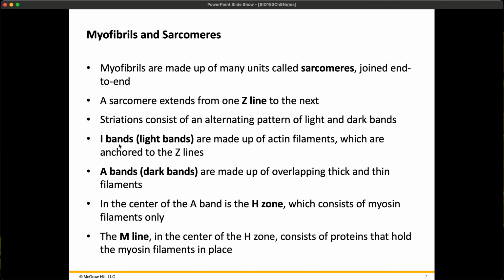I'm sorry, it's I on the outside, then A. I say it's the middle because then the actual middle is the H. But A bands are in between the I band and the H zone. The center of the A band is the H zone, which is just myosin. And then the very center of your Z discs, you'll hear that, is your M line, M for middle. And those are just myosin. So M, middle, myosin.